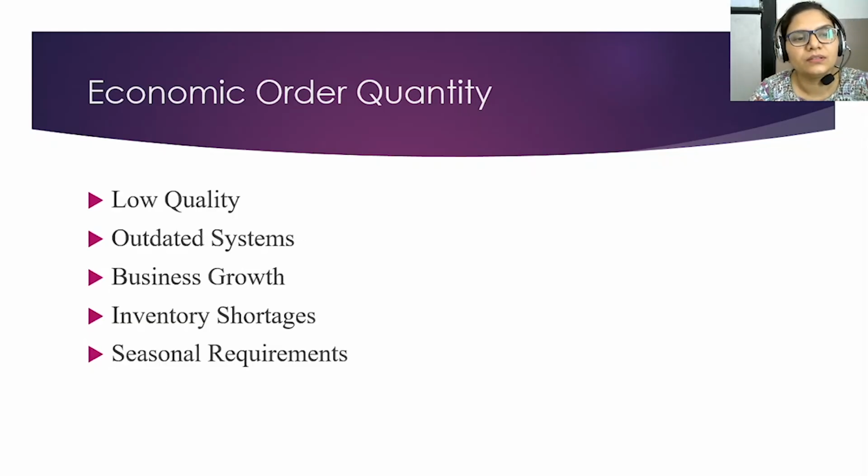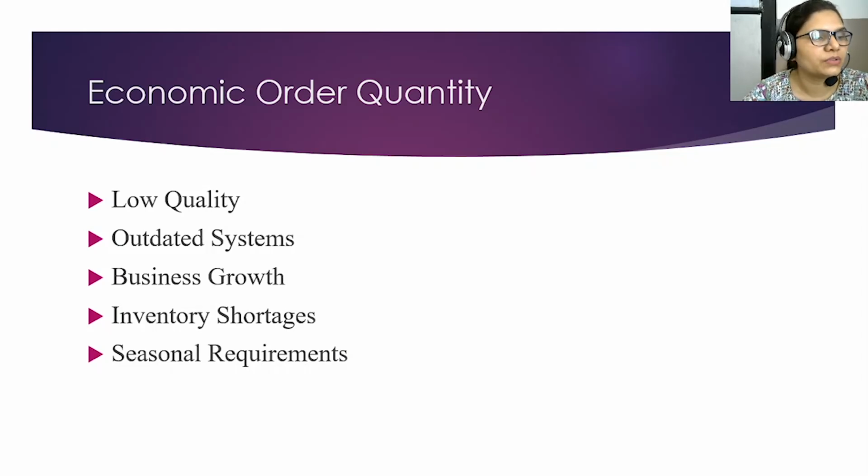Though there are certain advantages associated with economic order quantity, everything comes with disadvantages also. First is low quality. Low quality or out-of-date information provided by a purchasing manager will lead to computation of orders which are not required by the organization, thereby resulting in ordering low quality products. Outdated systems have the potential to miss out on saving opportunities and contain incomplete data. This issue can be resolved with a cloud-based ERP or inventory management solution.